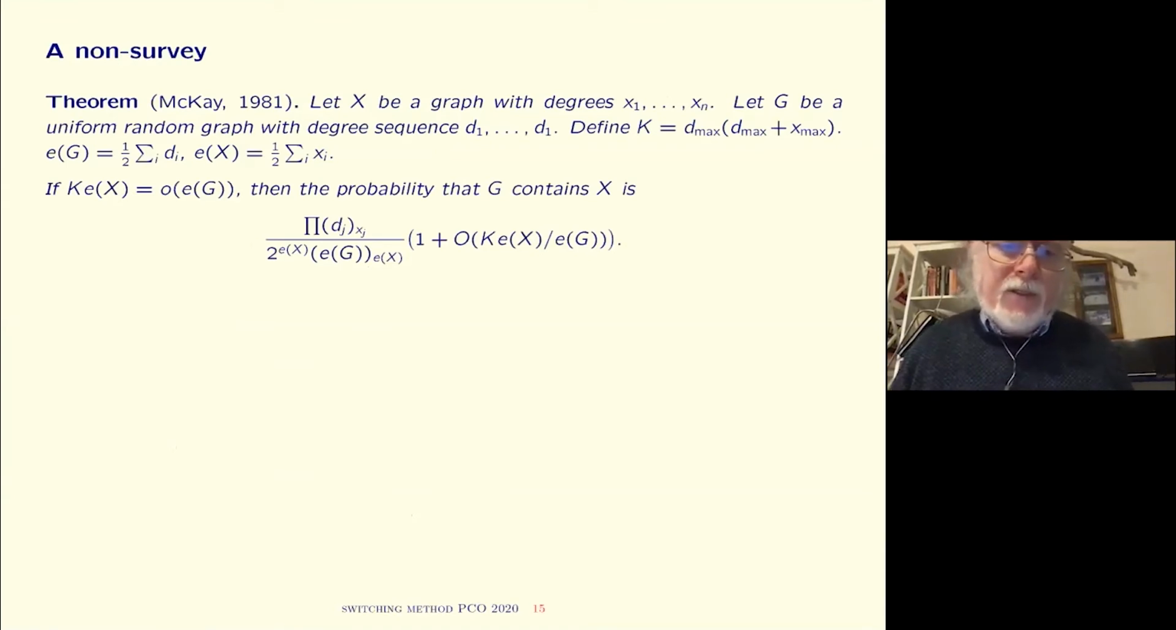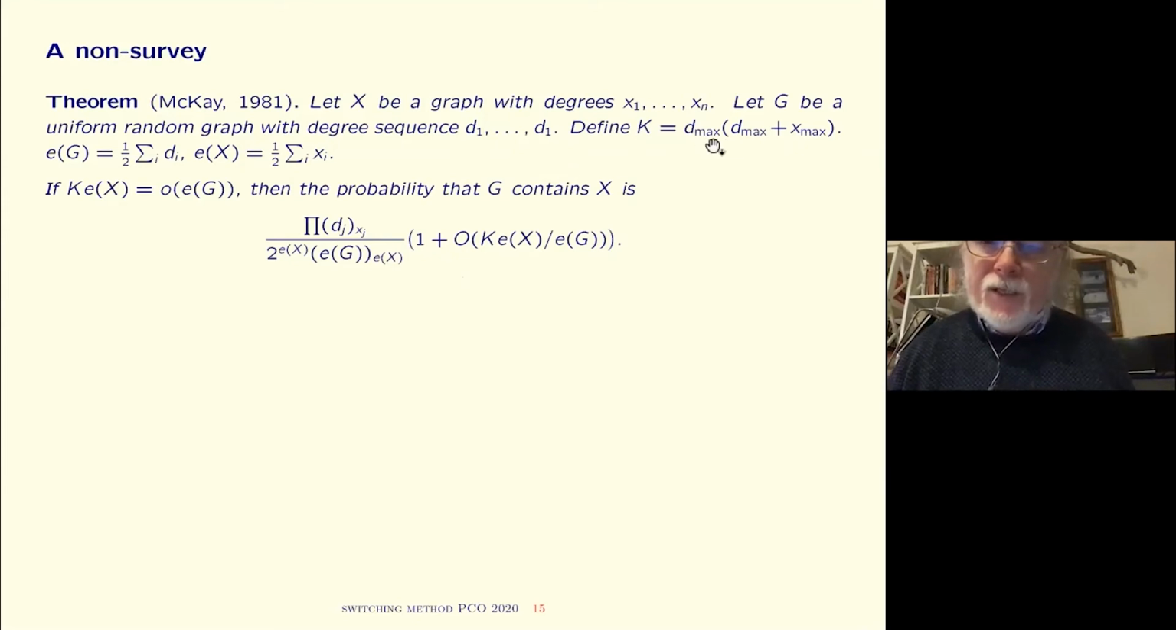I guess I did it as a PhD student. And this says that if you've got a random graph with degree sequence D1 up to Dn, and you've got some graph x with degrees x1 up to xn, and you want to know the probability that your random graph contains x, then this is the expression, and it holds as long as the degrees are not too large.